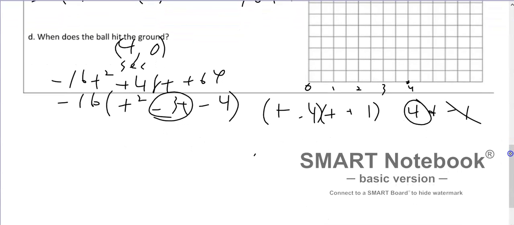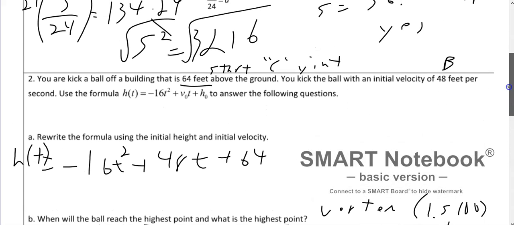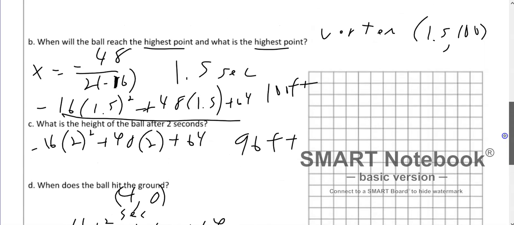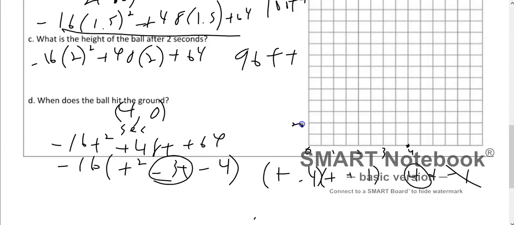Its initial starting height was 64 feet, and its maximum is 100. So I'm going to go 20, 40, 60, 80, 100. All right. Now, the initial height was 64, so there's 60, 70, 64 is about right there.